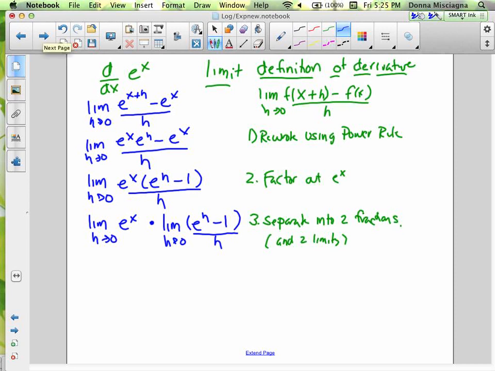So I look at the first one, the limit of e to the x as h goes to 0. I don't see an h. So guess what? There's nowhere to plug anything into. So the limit of e to the x as h goes to 0 is, guess what? E to the x. If you don't have that variable, it's just whatever that function is. There's nothing to plug into. All right, so now we have e to the x.